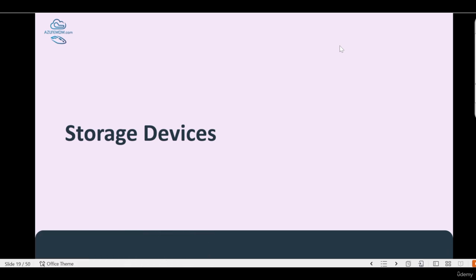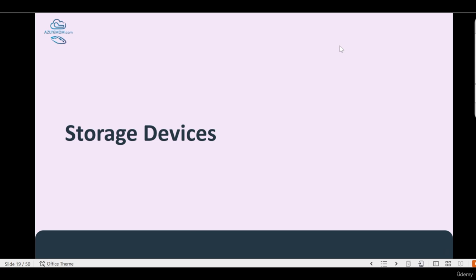So what is a storage device? A storage device is a part of a computer that saves and keeps data safe even when the power is off. There are two main types. Number one is primary storage, that is RAM. It is fast but a temporary storage. It loses data when the computer is turned off.